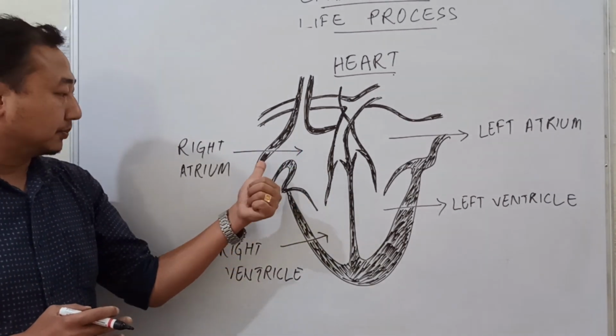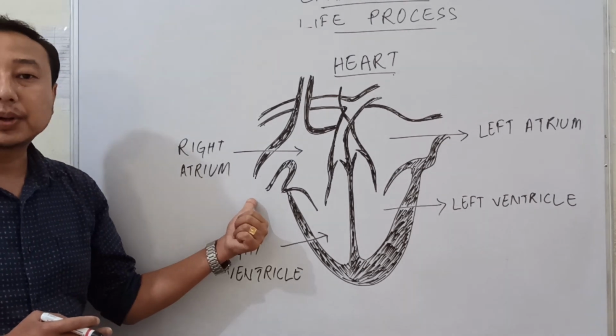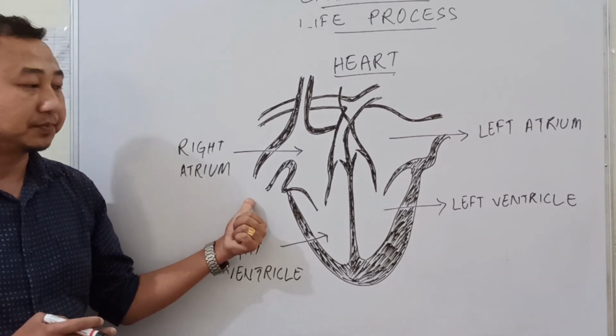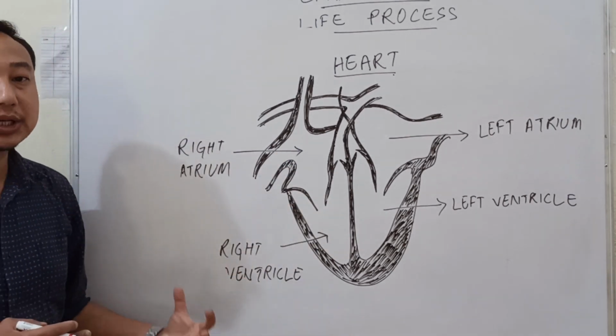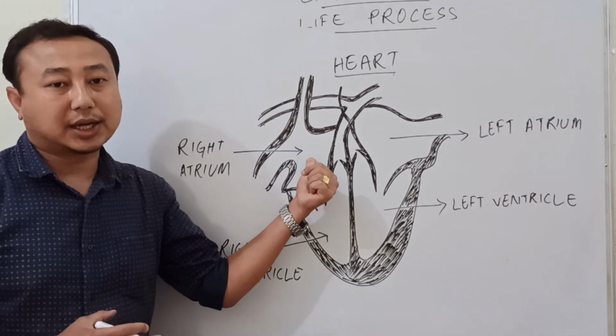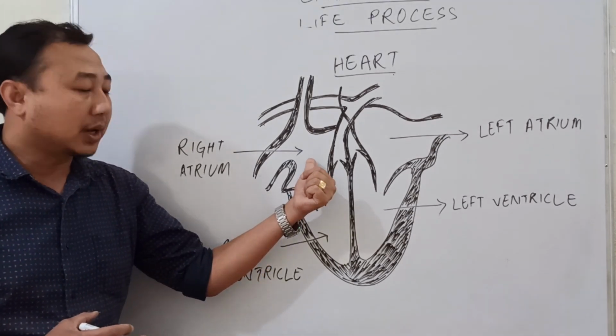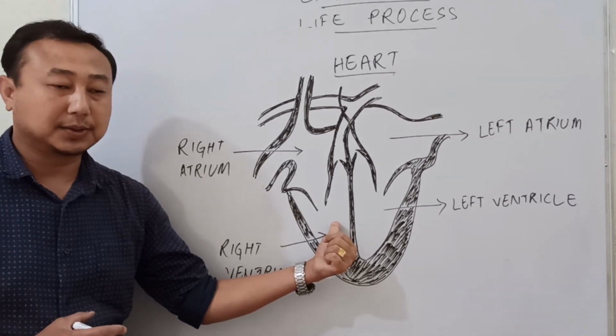The right atrium is connected with the veins that bring the blood from different parts of the body. These veins bring the deoxygenated blood from different parts of the body, and it will be transferred to the right atrium. From the right atrium, the blood will be transferred to the right ventricle.